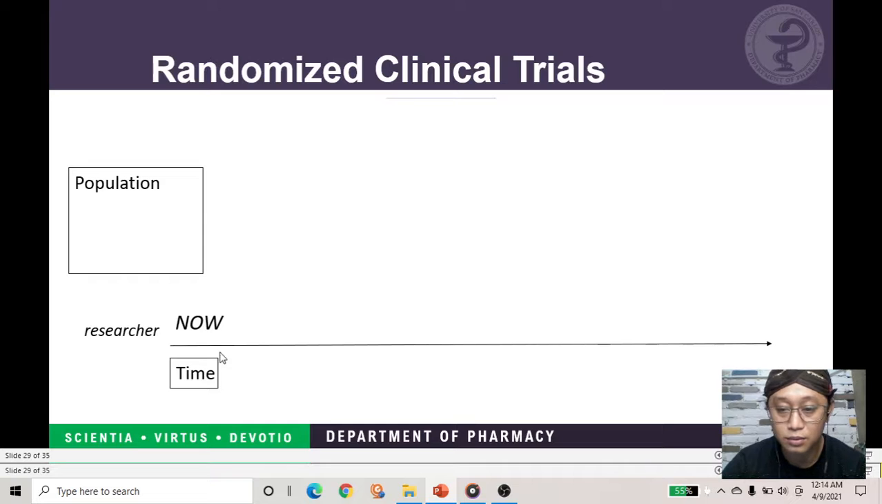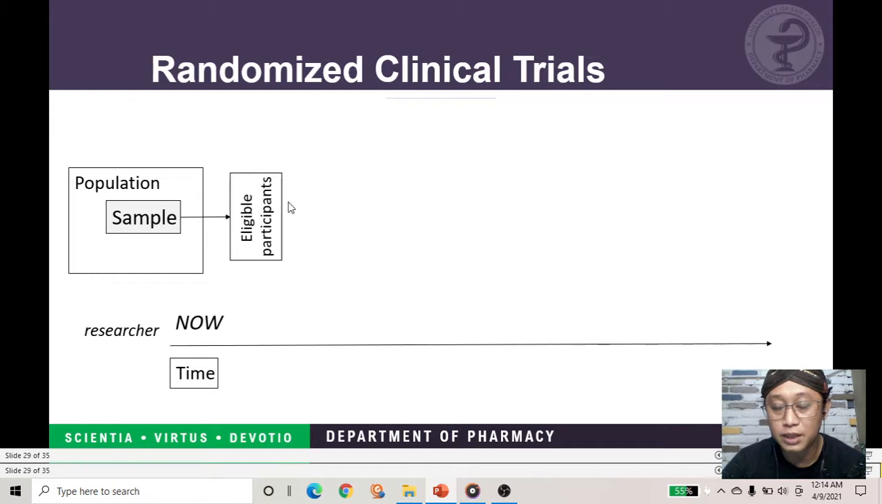Diagrammatically, this arrow represents time, and the researcher is in the present time here, now. So we have populations, we select a sample from the populations, and we select whether the participants are eligible or not. It means that we have strict inclusion and exclusion criteria here. So we usually try to have participants that are similar in characteristics, for the intervention and control groups.